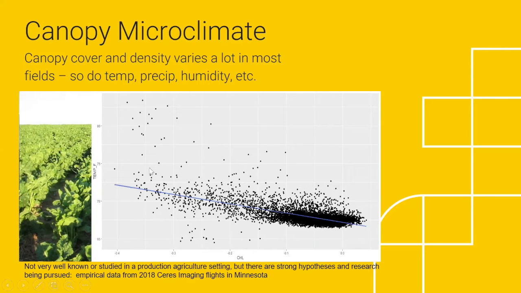And so we have a very, very solid relationship there between a very standard remotely sensed product based off in-season imagery, and we're relating it to the microclimate environment.